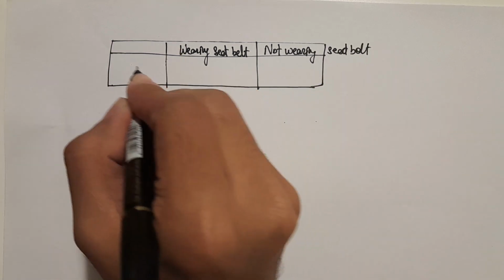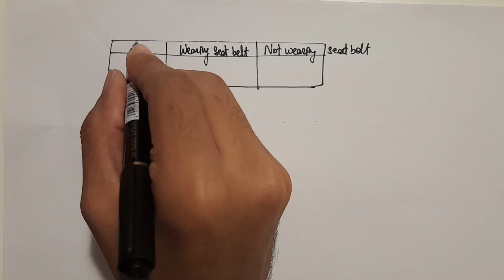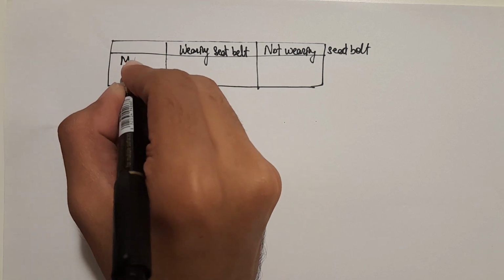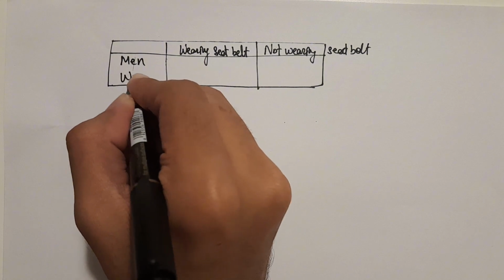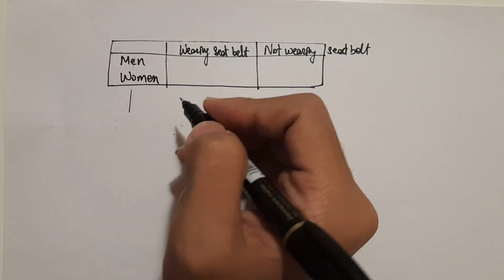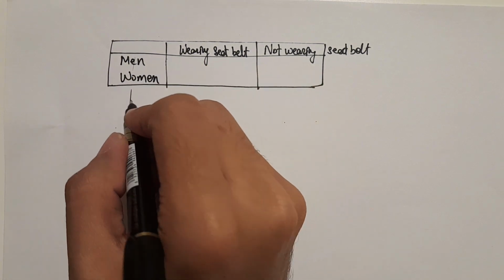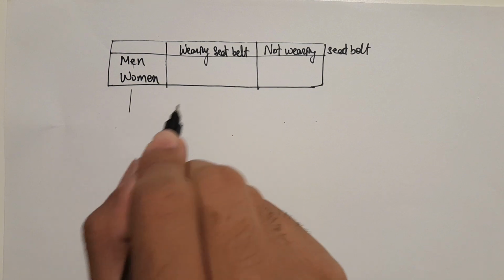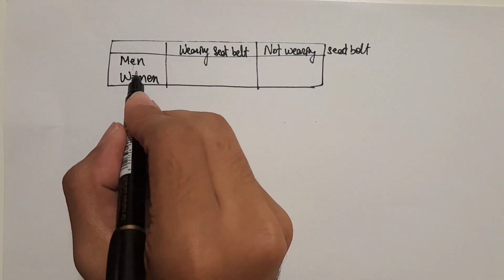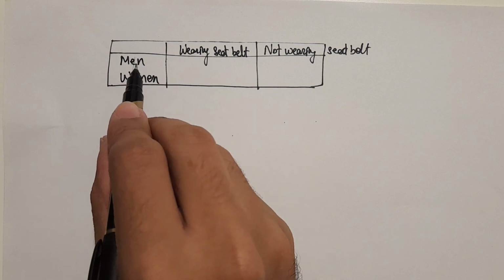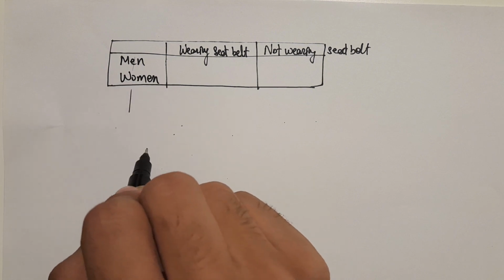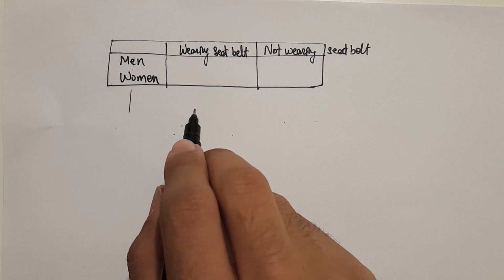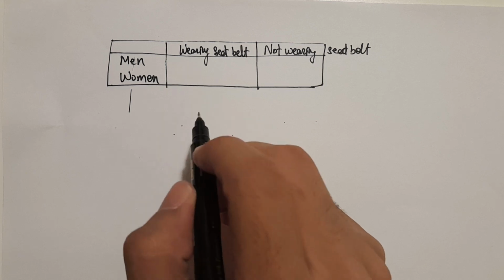And on the left side here, from top to down, we will write men and women. So in this we can show multiple data in one table. Instead of making two tables, one for men and one for women, we can show both of this data in one table.